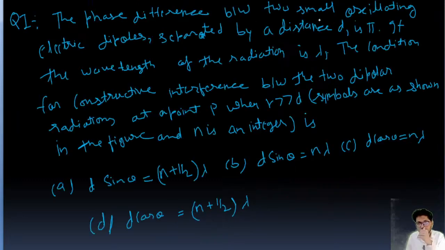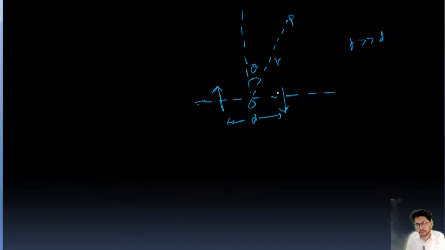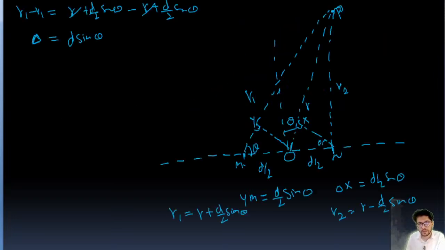The phase difference between two small oscillating dipoles separated by distance d is pi, right? So you can see here in the figure, the direction is different, right? We know the phase difference delta phi is going to be 2 pi by lambda into path difference delta, right? This we know. And we have got the path difference for these two radiations.